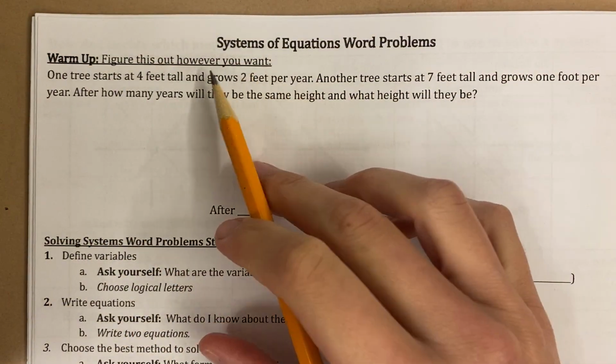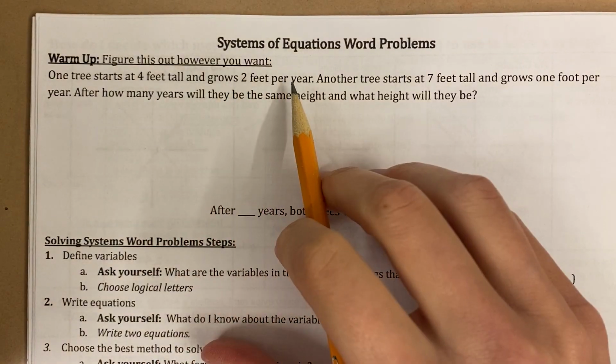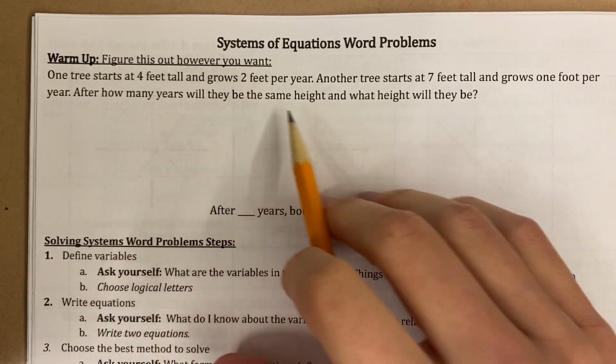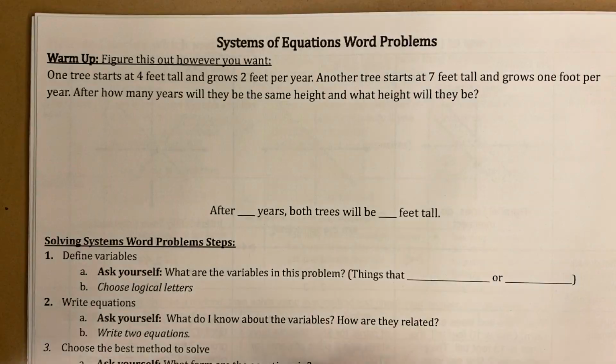All right, so first you were supposed to figure this out however you wanted. Here's the problem. One tree starts at 4 feet tall and grows 2 feet per year. Another tree starts at 7 feet tall and grows 1 foot per year. After how many years will they be the same height, and what height will they be? So you had a few options about how you could figure this out.